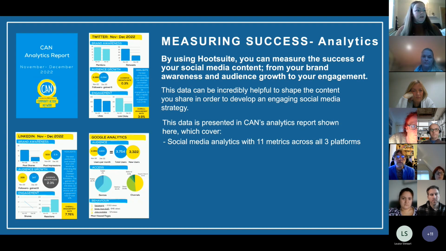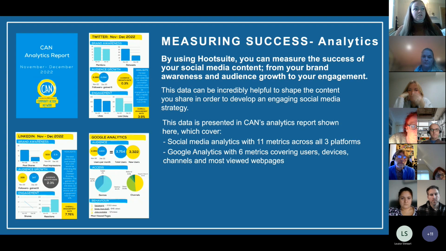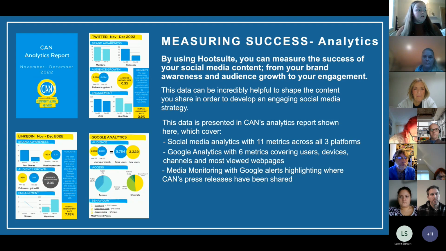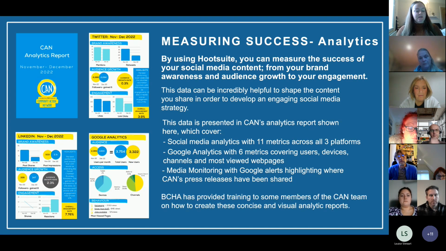And these reports share these social media analytics, which could be how many likes your posts have had in the last month or two months, how many people have shared your posts, how many followers you've gained, those kinds of measurements. We also look at what's called Google Analytics, which measures how many people are accessing CAN's website and what kind of pages they're clicking on. So that's really great to understand which parts of the website most people are going to, so you can learn from the successes.